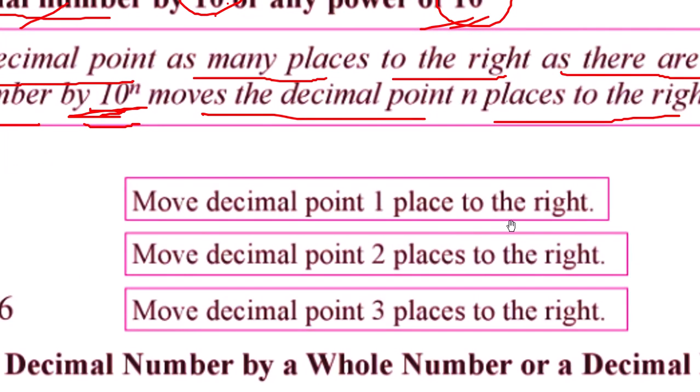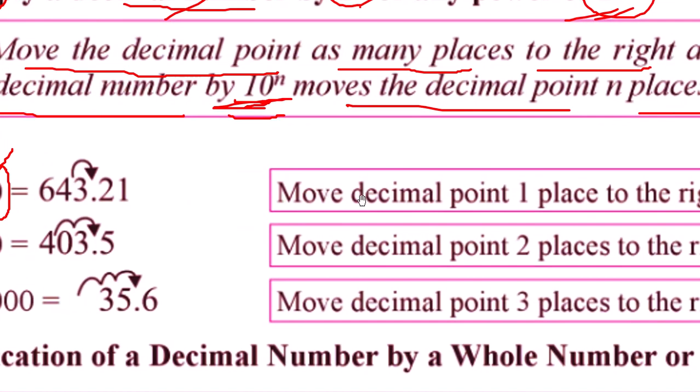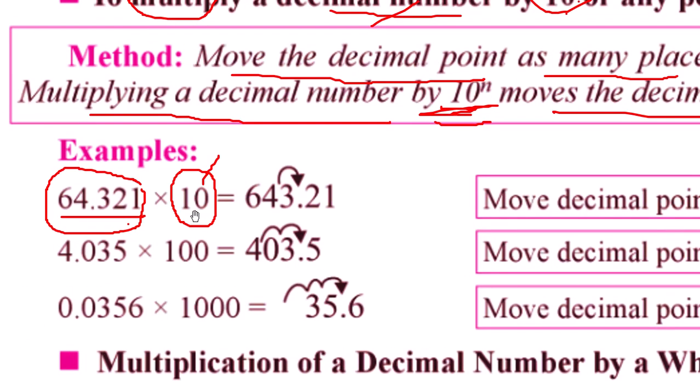So why are we moving only one place? Because we are multiplying with 10, and here 10 is called the multiplier. In the multiplier, only one zero is there. So that's why we are moving one place to the right.